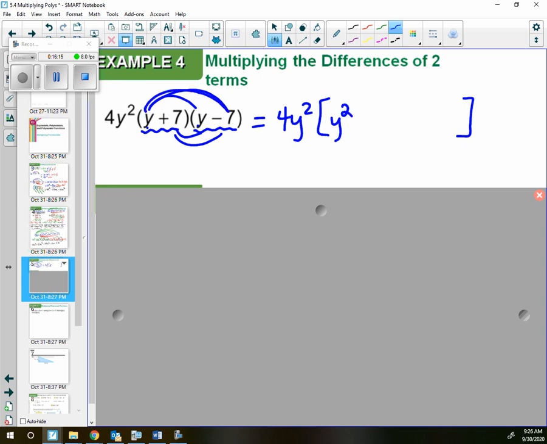Y times a negative 7 would be negative 7y. 7 times y would be a plus 7y. And then we have a positive 7 times a negative 7. So be careful on the sign there. That would be negative 49, multiplication.